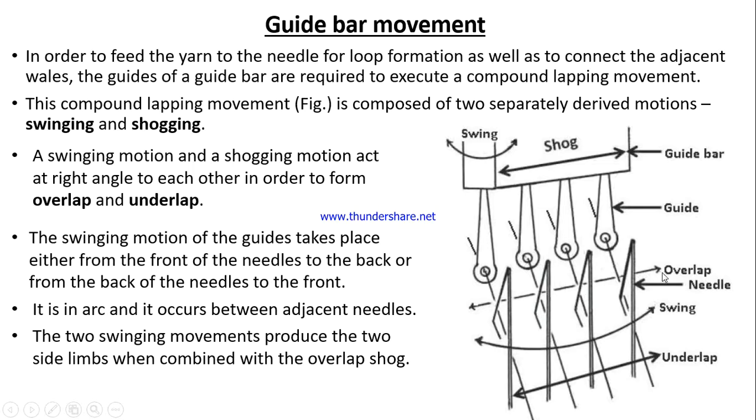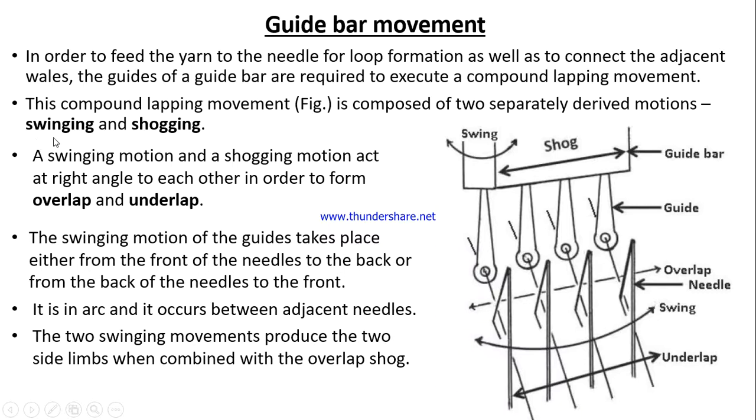For the preparation of a chain of loops in the widthwise direction of the fabric, which is also called the interconnection of the loop, that interconnection of the loops is actually made by the guides which have a compound movement. This compound lapping movement is composed of two separately derived motions.